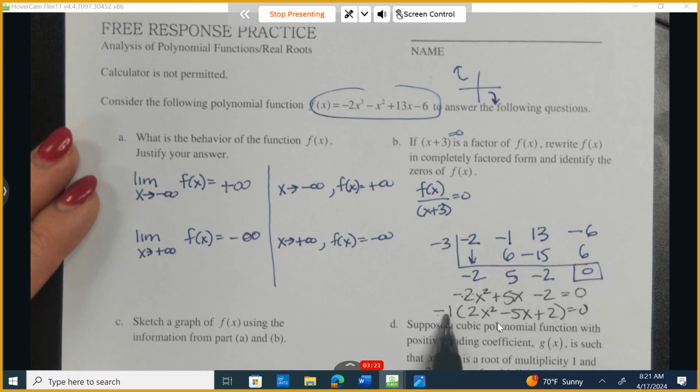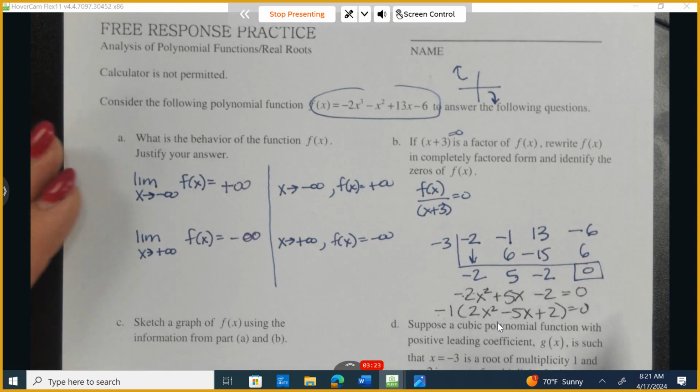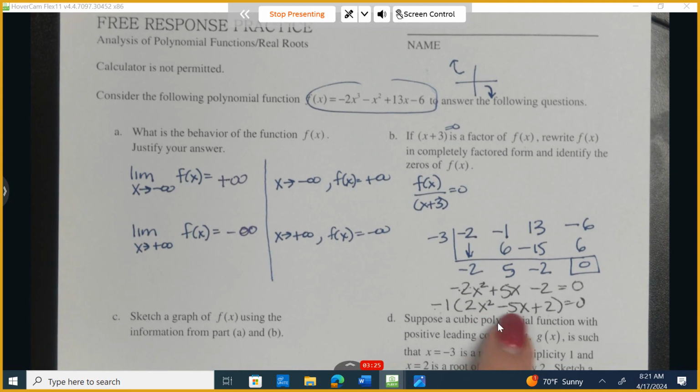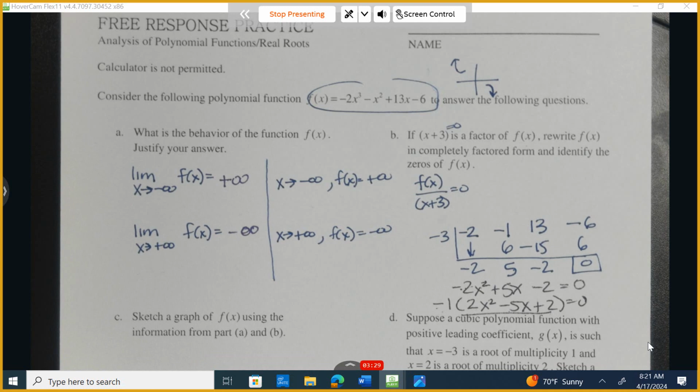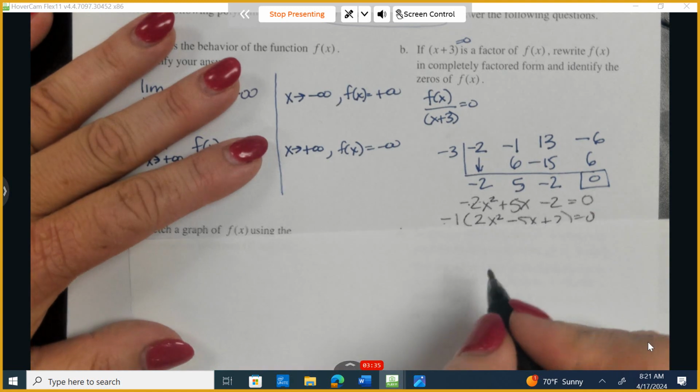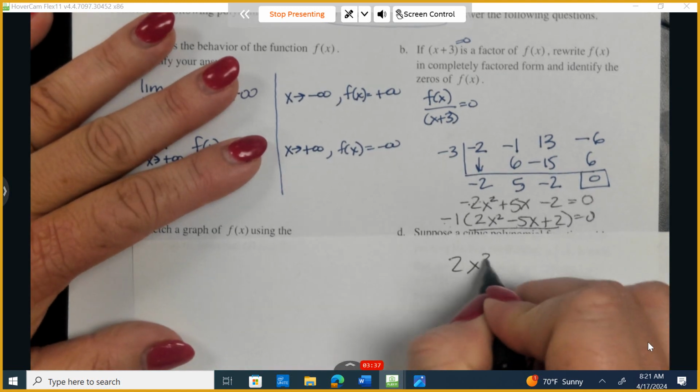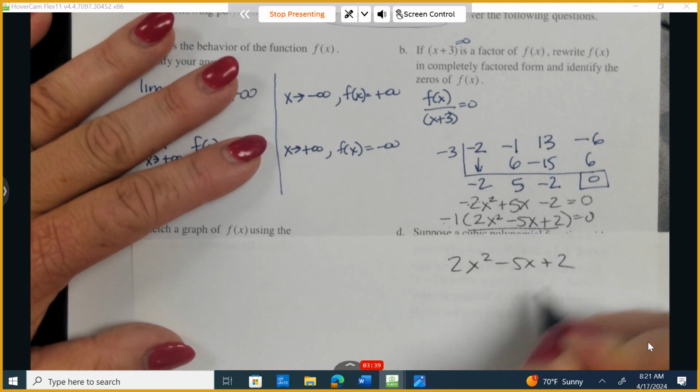Dividing a positive 5 by negative 1 is negative. It just changes the sign. And now I want to see, can I factor this portion right here? Is this factorable? I don't have a lot of space. Hopefully you write smaller than I do, but I'm going to grab a piece of paper here. And I'm going to factor this: 2x squared minus 5x plus 2.